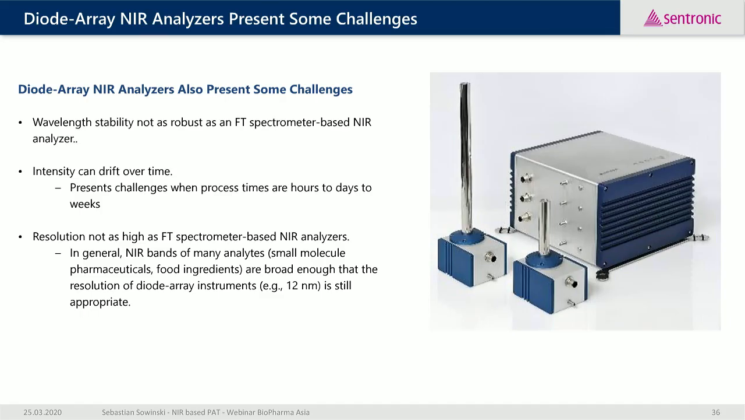And the next challenge we have, as we have with any optical measurement system and with the majority of measurement systems, is that there are some drift effects over time, which again is a challenge when the process is going for hours, days, or even weeks. The last challenge sometimes blamed on the diode array spectrometer is that the resolution is not as high as it is with an FT spectrometer. Well, that's true, but the NIR bands of many analytes within small molecule pharmaceutical or also with food ingredients, other industries are broad enough for a diode array spectrometer optical resolution of 12 nanometer.